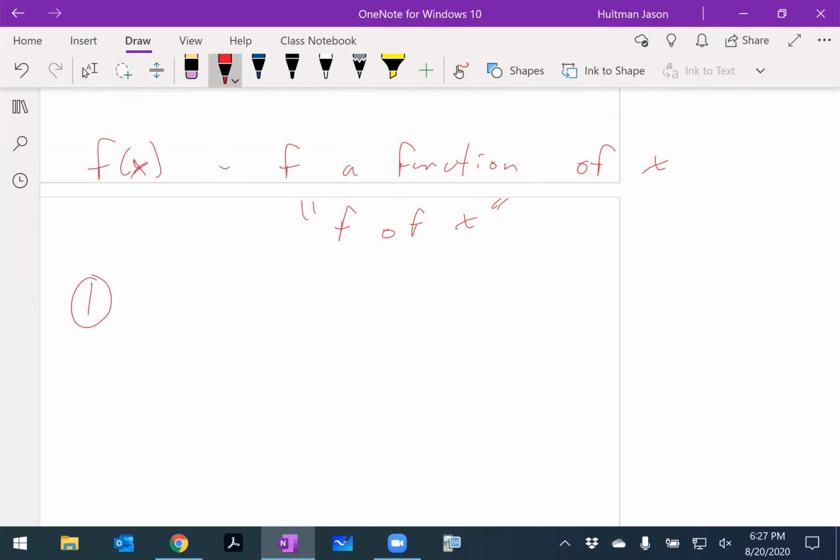Okay, number one, f of x equals x squared. What's this guy look like? Well, this guy looks like a parabola. It's our parent function, f of x equals x squared. That's our nice parabola there that goes through the origin.